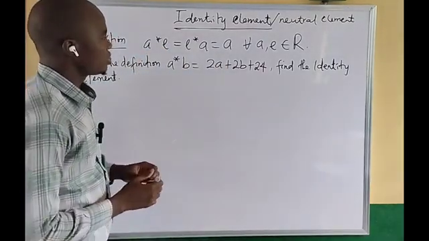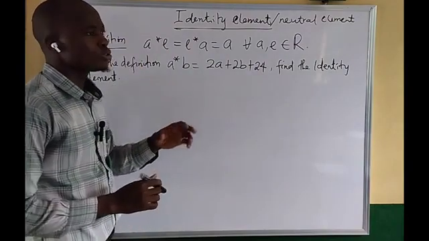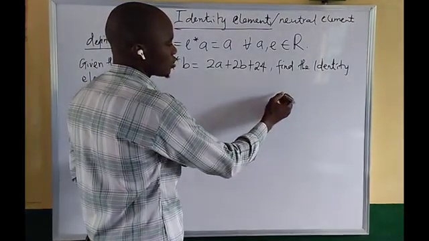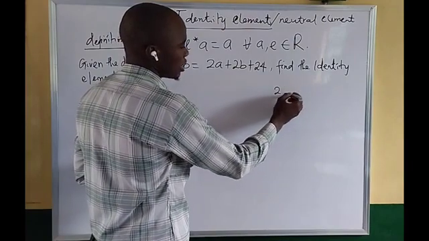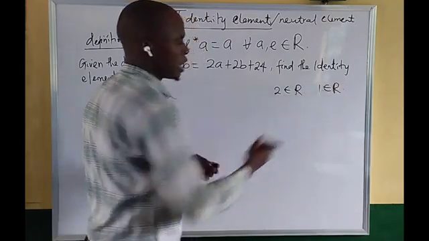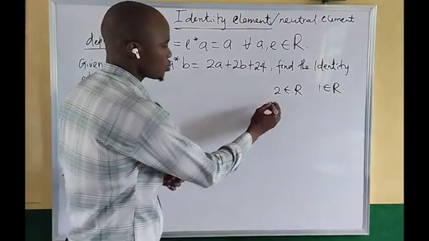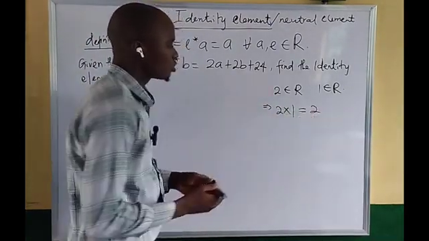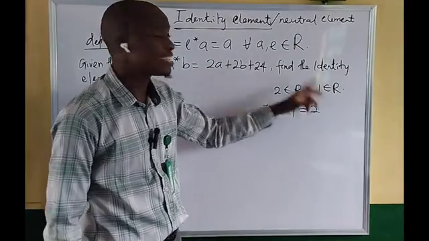Now under the set of real numbers, operating under the operation multiplication, let's say we have 2 and 1. You can see 2 belongs to the set of real numbers and 1 also belongs to the set of real numbers. Are you getting it now? If I multiply 2 times 1, I am going to have 2. So this one serves as the identity element.